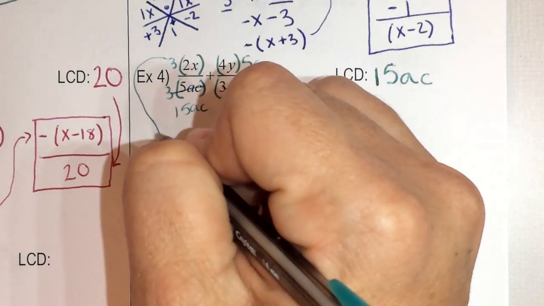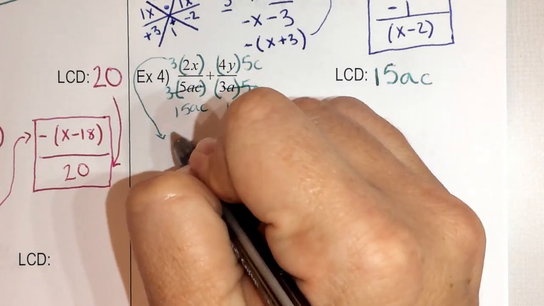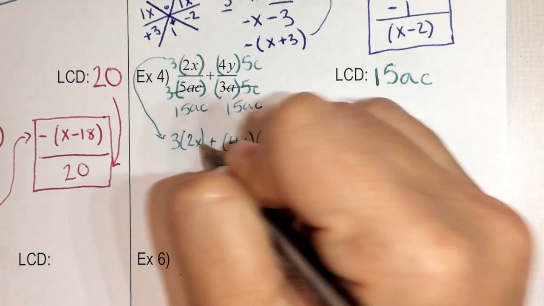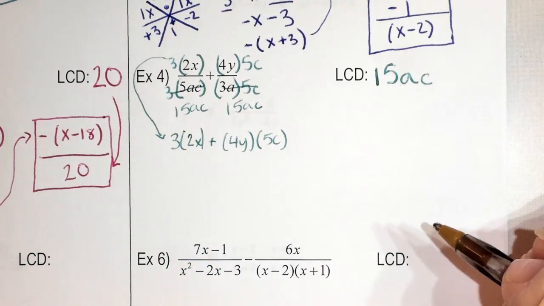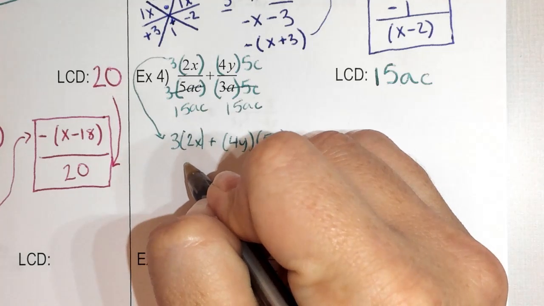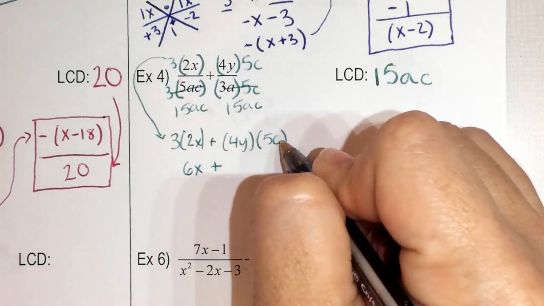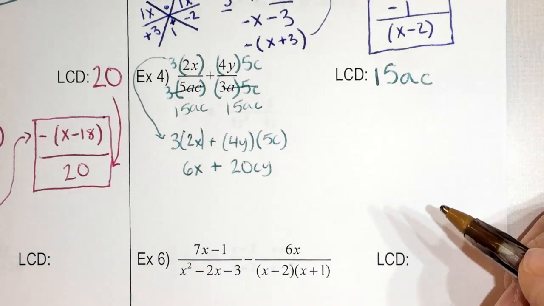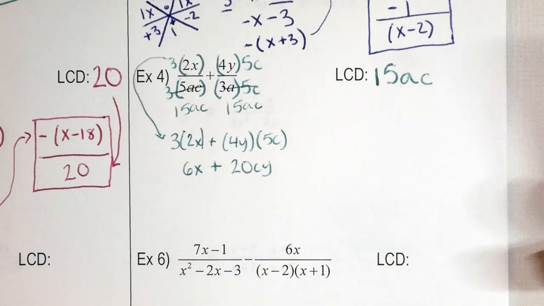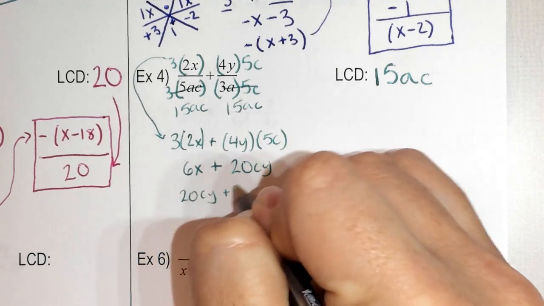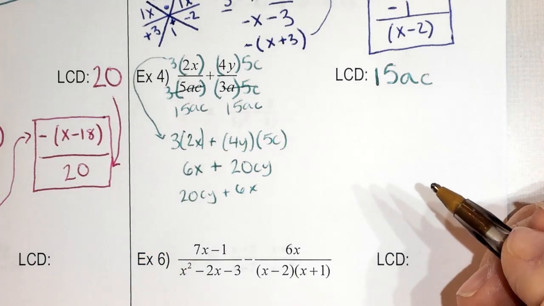So when I bring that down, I have 3 times 2x plus 4y times 5c. What's 3 times 2x? 6x plus 4y times 5c is 20cy. Remember, we write our letters alphabetical. Now, 2 things wrong with this. Is it in order? No, this has 2 letters, that only has 1. So we're going to flip-flop it really fast. And now, can I factor it?